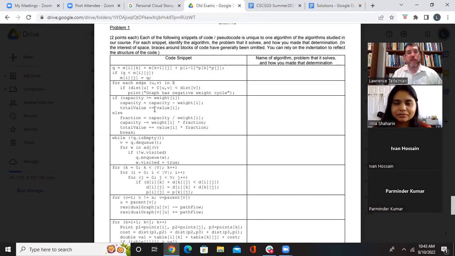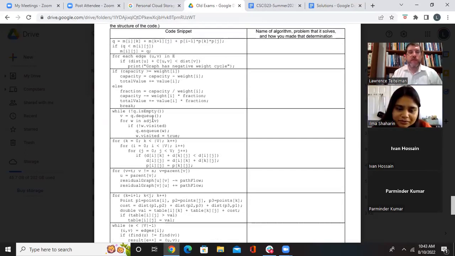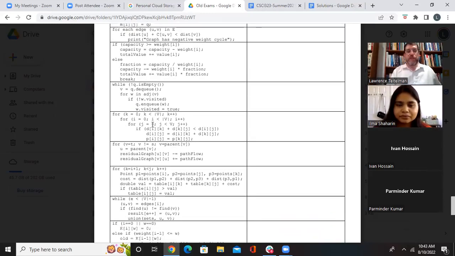This one here. Fractional knapsack. That's the fractional knapsack problem. Good. All right, this one here. We're obviously visiting all the vertices, so that narrows it down to probably either DFS or BFS. Which one is this? BFS. It's BFS, right? Because we put all the neighbors on a queue and then we go back and visit them again, right? What about this next one here?